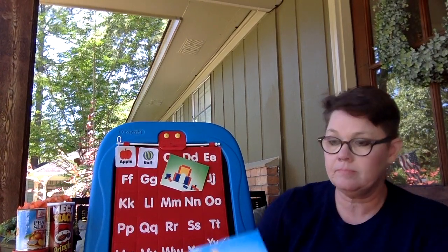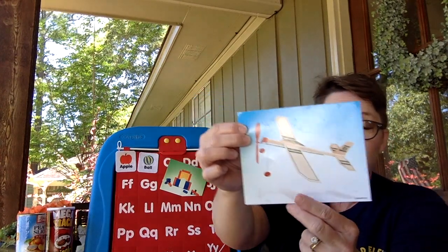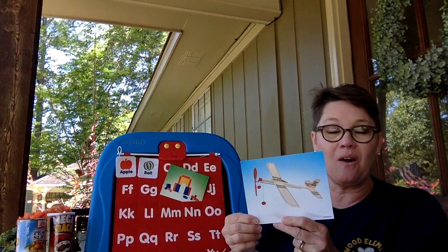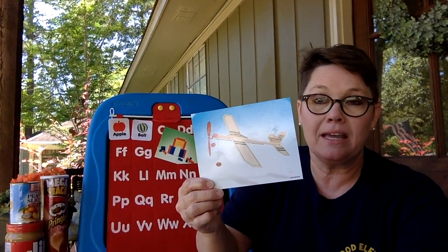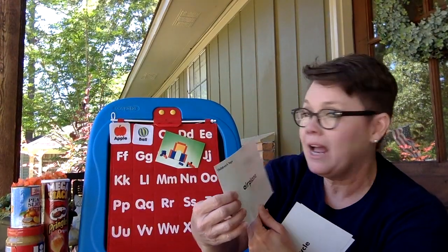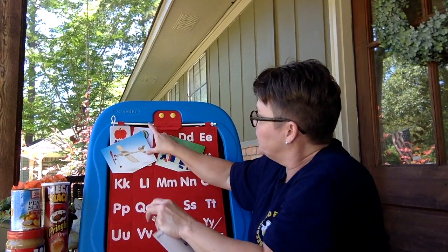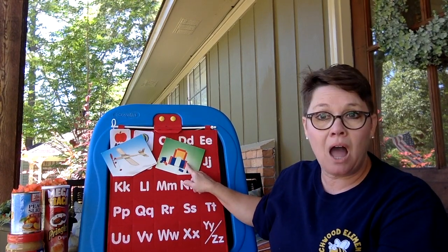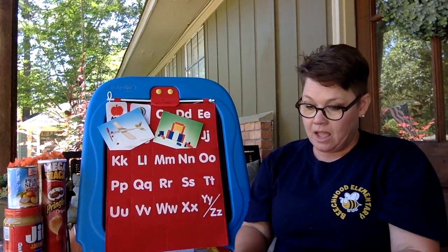Are you ready? What is that? Can you see? Okay, raise your hand. That's right. Someone has their hand raised. Yes, you. You're right. Very good. Airplane. Airplane begins with A. Airplane begins with letter A. Very good. So we're going to put this one right here under that. How about that? So an airplane begins with letter A, and blocks begin with letter B. Very good.